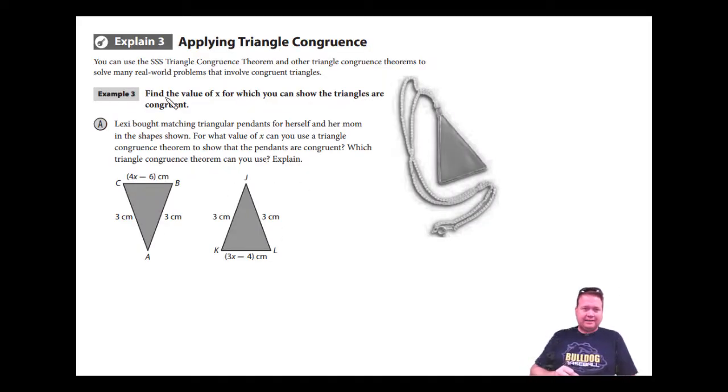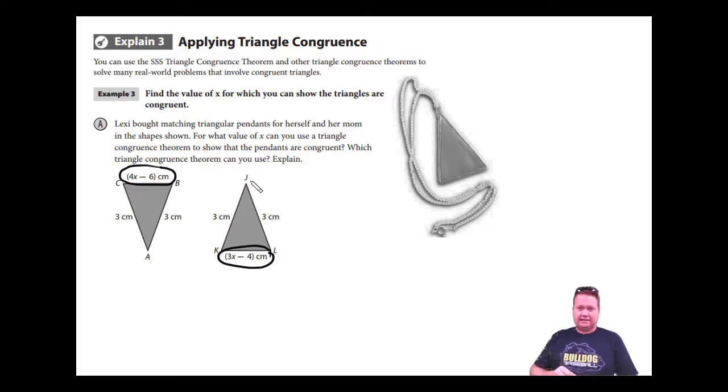We're going to apply side, side, side and use it to solve this problem. And so this problem presents us with Lexi buying a pair of matching triangular pendants. And so if they're matching, we assume that the triangles are congruent. And so we can see that this has two legs that are 3 centimeters. And this one also has two legs that are 3 centimeters. In order for the triangles to be congruent, then this side, which they're labeling as BC, must be the same as this side right here, which is labeled KL.